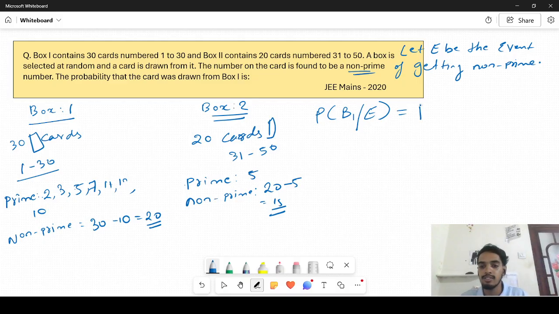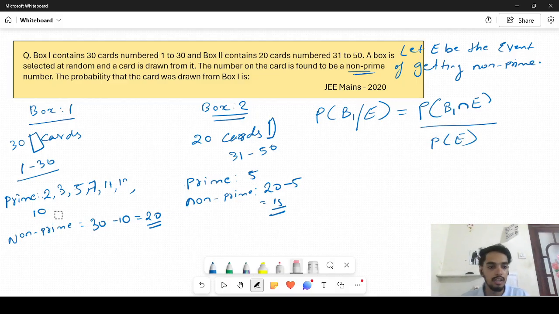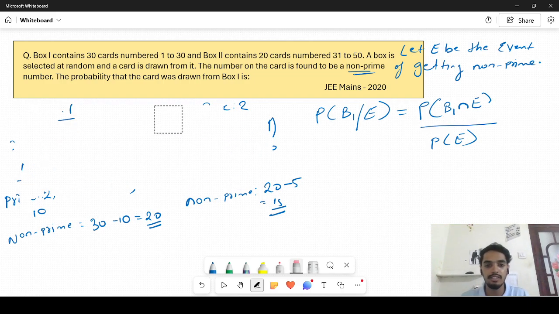We know the expression of this equation, right? It will be probability of B1 intersection the event E divided by probability of E. So what will be the answer? Please check and tell me. Calculate the answer. Very easy. Please wait.